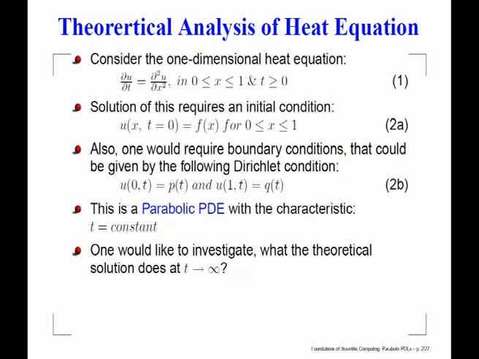Of course, it is a space time dependent solution. So, you require an initial solution here that is given by this function f of x, and in addition it is a bounded domain problem between 0 and 1. So, you need to prescribe boundary conditions, and the boundary conditions of course could be time dependent, right. So, that is why we have written them as p of t and q of t.